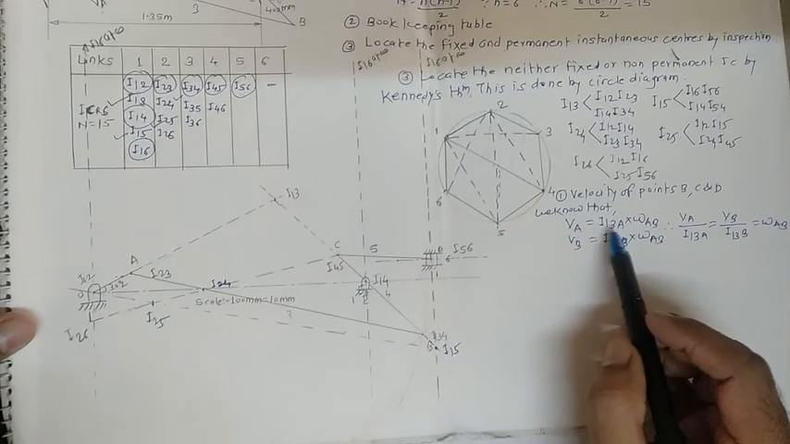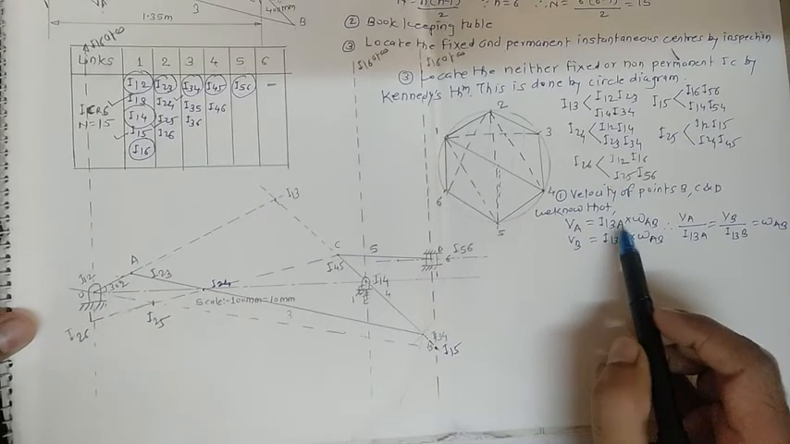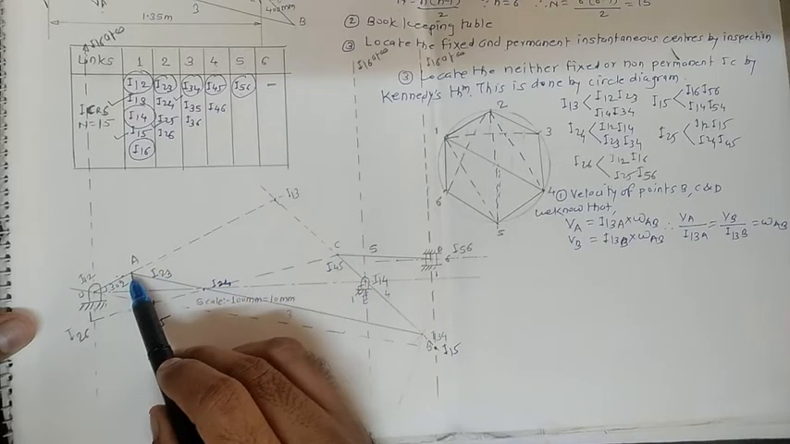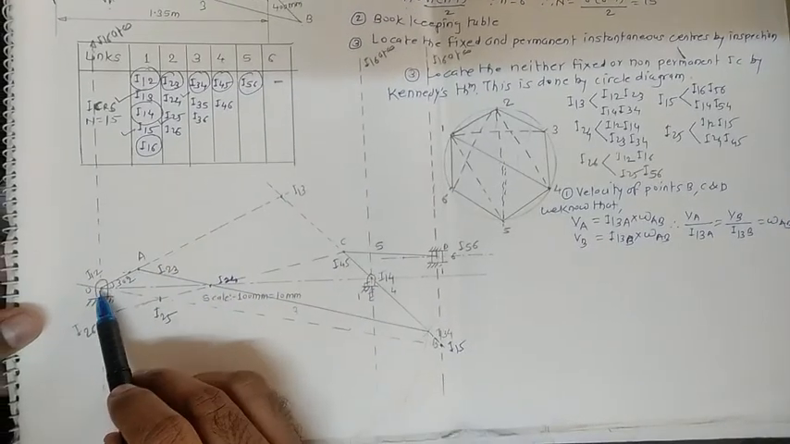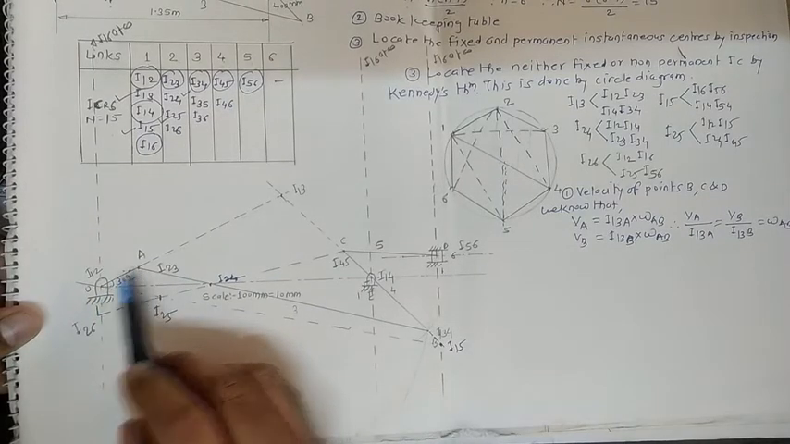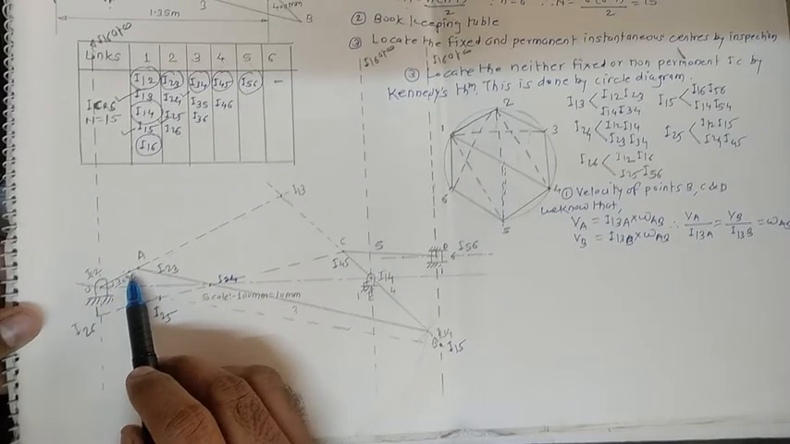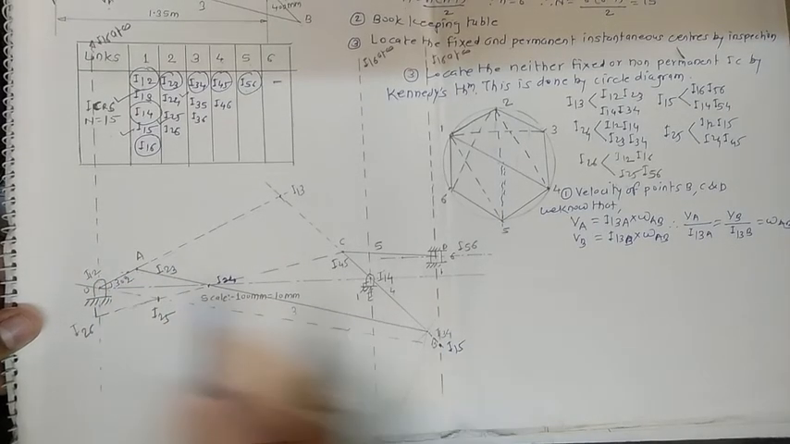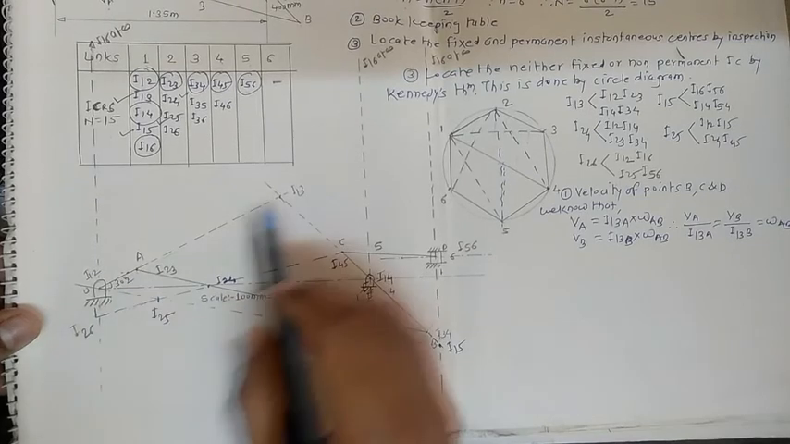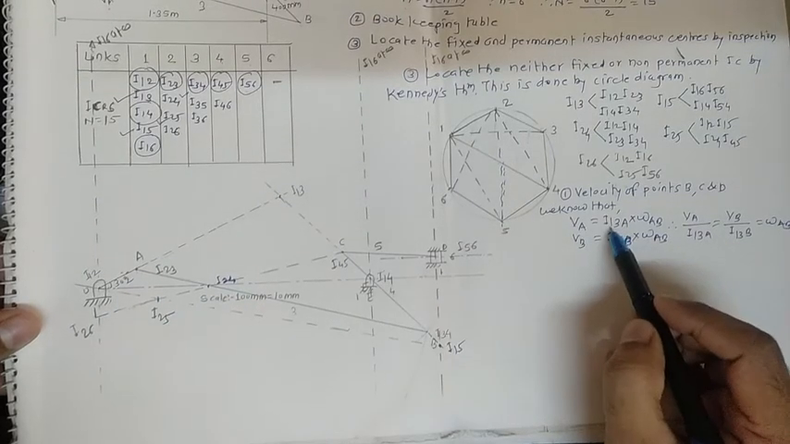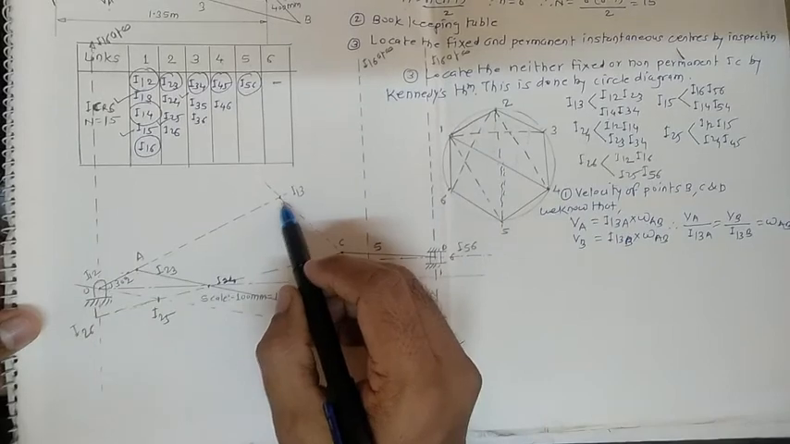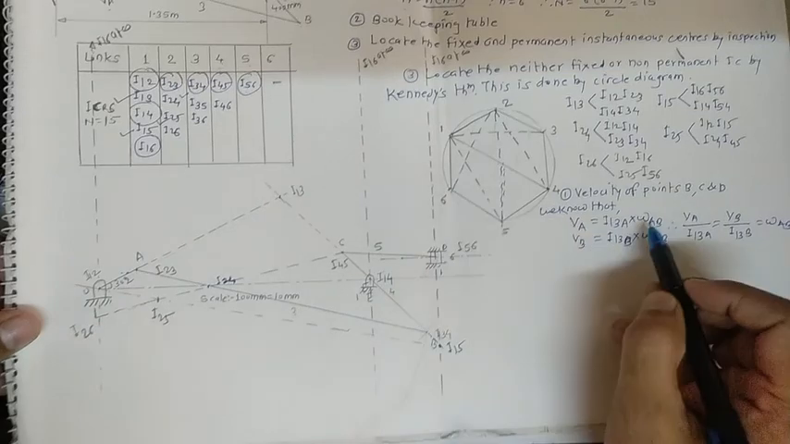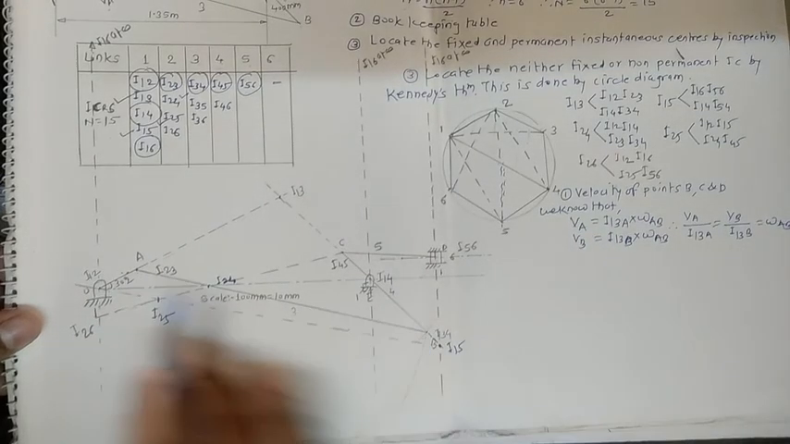VA equals I13A. This distance should be taken because it possesses the two motions. If I consider the A point on this OA link, it possesses the rotational motion. If I consider the A point on the AB link, it possesses the two motions. That's why you need to consider the distance with respect to the instant center. This is the instant center for the rotation. So the I13A distance should be taken here, multiplied by the angular velocity of this link, omega AB.